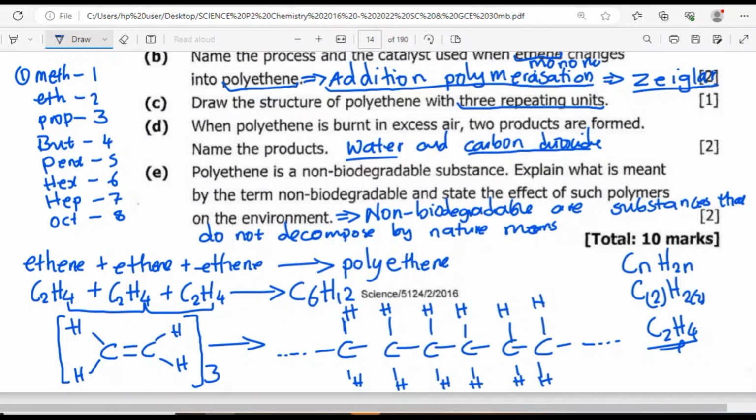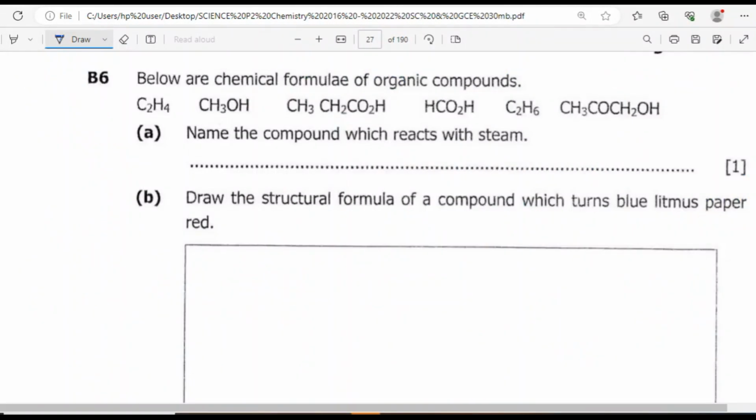Then the effect of such polymers: if discarded in the environment, we may have environmental problems such as pollution, which is land pollution. If they are burnt, we may have air pollution. If thrown in water, we may have water pollution. So this is the effect of such polymers.